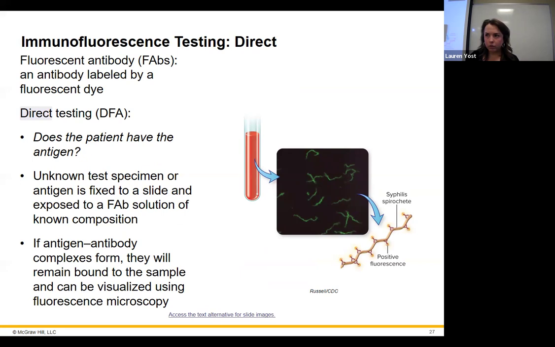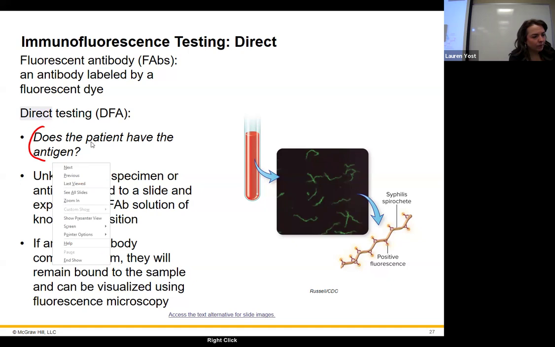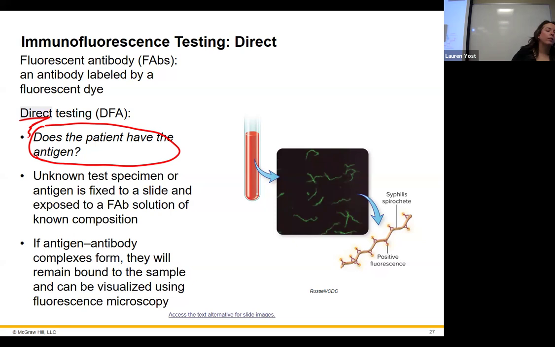All right, immunofluorescence testing. We have direct and indirect. So here we're coming back to this. In the direct testing, no matter what kind of testing, if it is fluorescence, if it is ELISA, any of this, if we are asking the question, does the patient have the antigen? This is direct. We're looking for whether the patient has the antigen or not. That is a direct test. In ELISA, that was our sandwich mechanism, right?